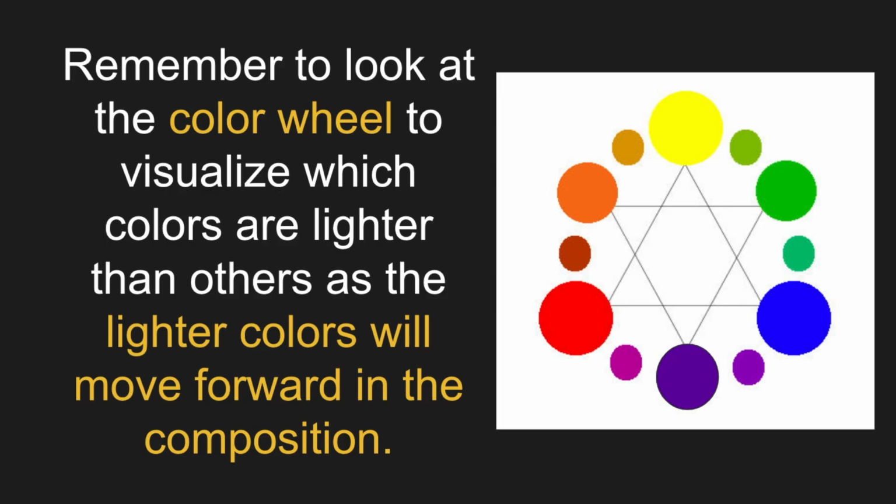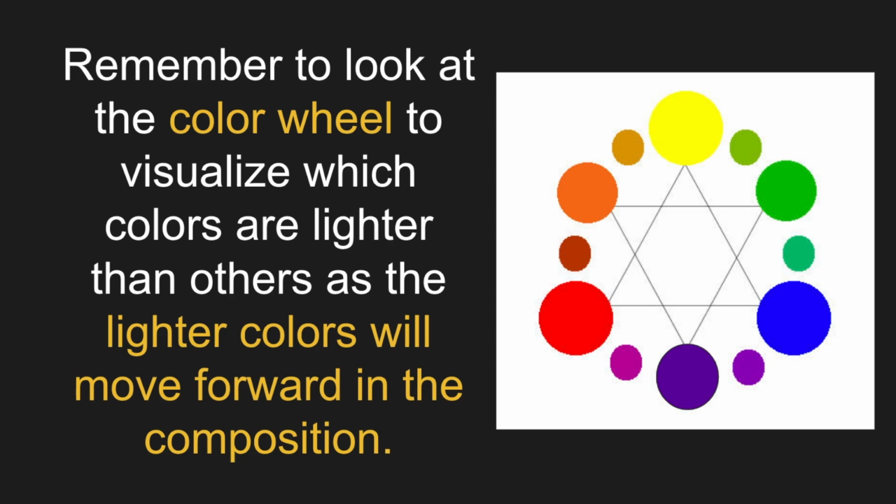Another thing you want to take a look at when you are creating your spherical or jelly bean examples is the color wheel, in order to remember which colors are lighter than others. So for example, you can see that yellow is the lightest color and it's at the top of the color wheel. And as you move progressively down, there are some colors that are similar in value.